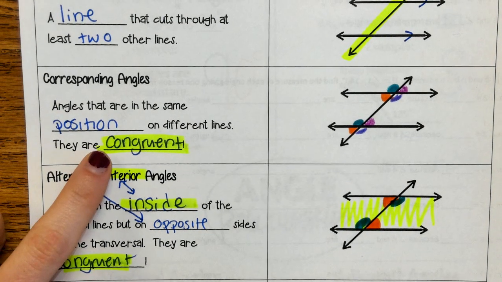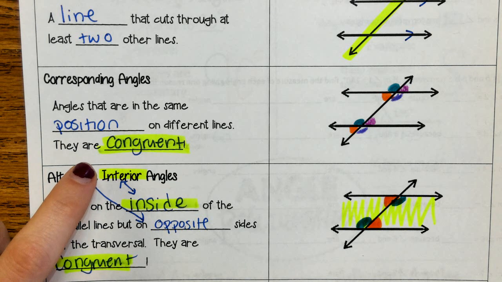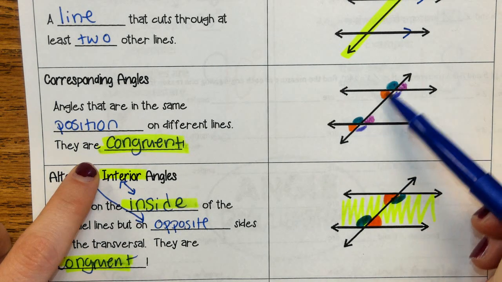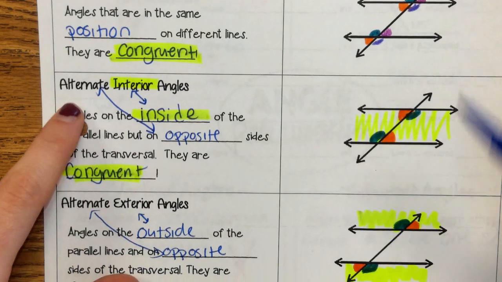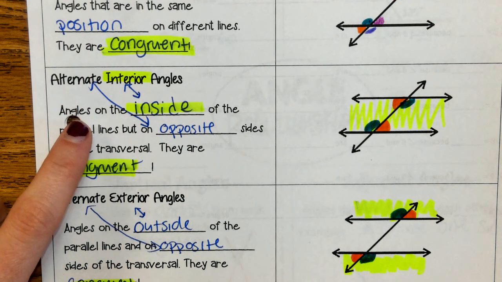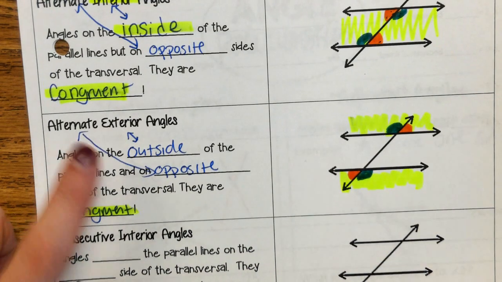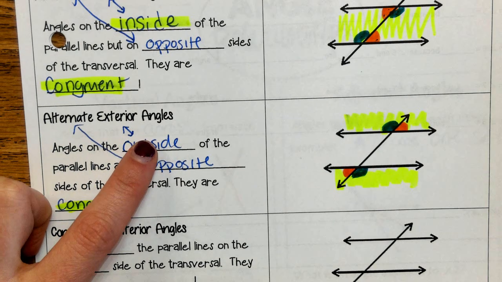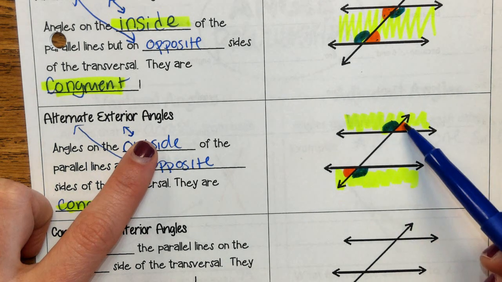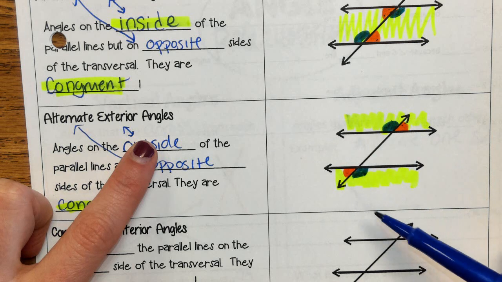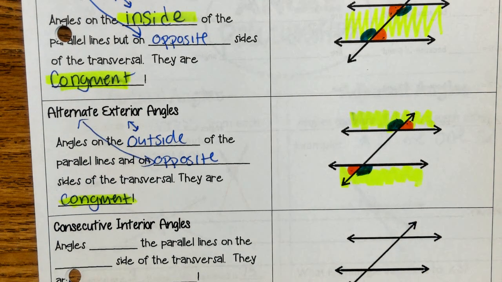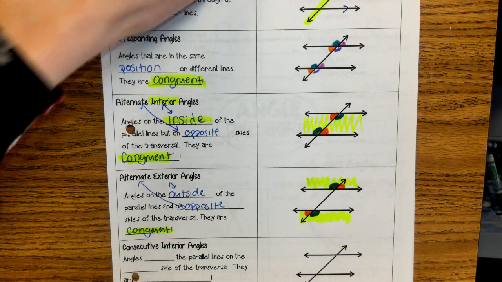So, to recap, corresponding angles are congruent. They match up. They're in the same position on different lines. Alternate interior angles are congruent. They're both little or they're both big. Alternate exterior angles are congruent. They're on the outside of the parallel lines. They're both little or they're both big. So corresponding, alternate interior, alternate exterior are all congruent. These three types of angle relationships are all congruent.